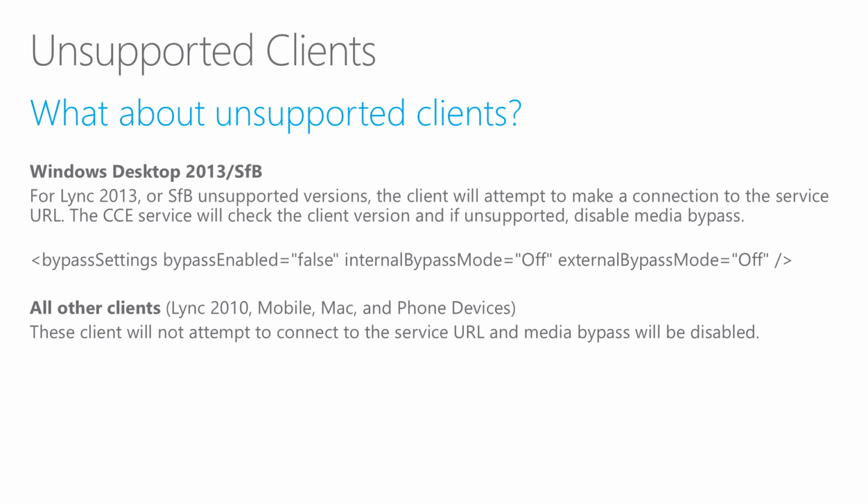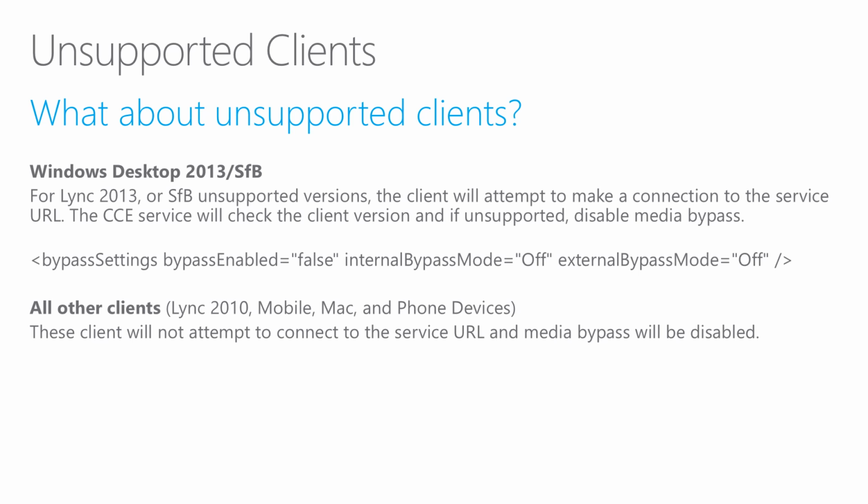What about unsupported clients? What happens when they sign in? Well, for the Windows Desktop 2013 and Skype for Business clients that are not running supported versions, the client will attempt to make the connection to the service URL. The CCE service will check the client version, and if it's unsupported, disable media bypass.